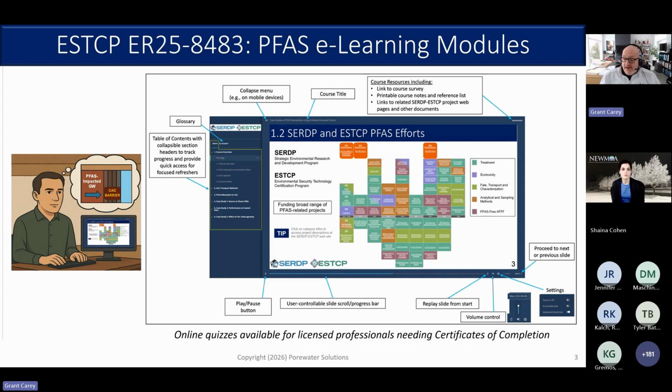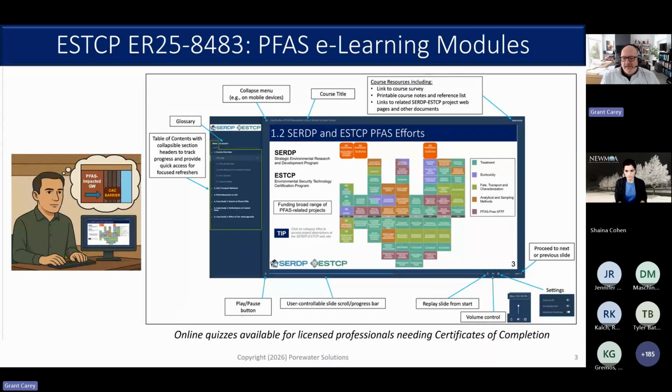So one project I'm actually quite proud of, Shana mentioned as well, is this e-learning project we just started this year, or actually 2025, with the STCP. We're creating 4 PFAS e-learning modules that are going to be freely available to everybody. They'll be online. We'll have online quizzes if anybody needs certificates of completion for their professional licenses.